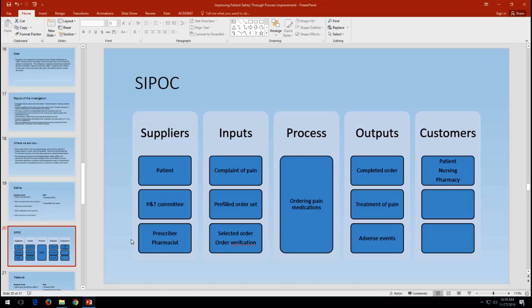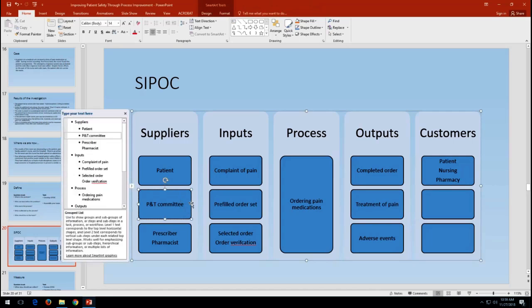Why would we want a programmer on there? It's an electronic order set, right? Okay, so that's one of the input people, right? So while the P&T committee is making the decision about what goes on the order set, whoops, goodness. Oh my goodness.